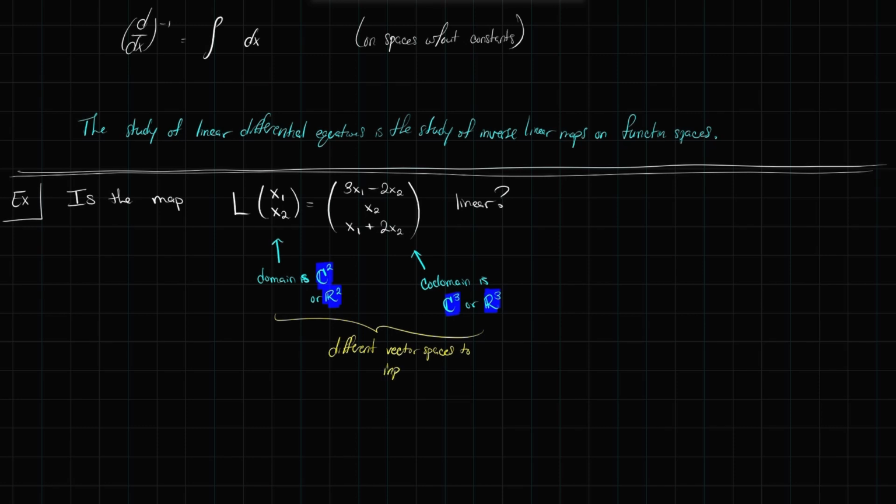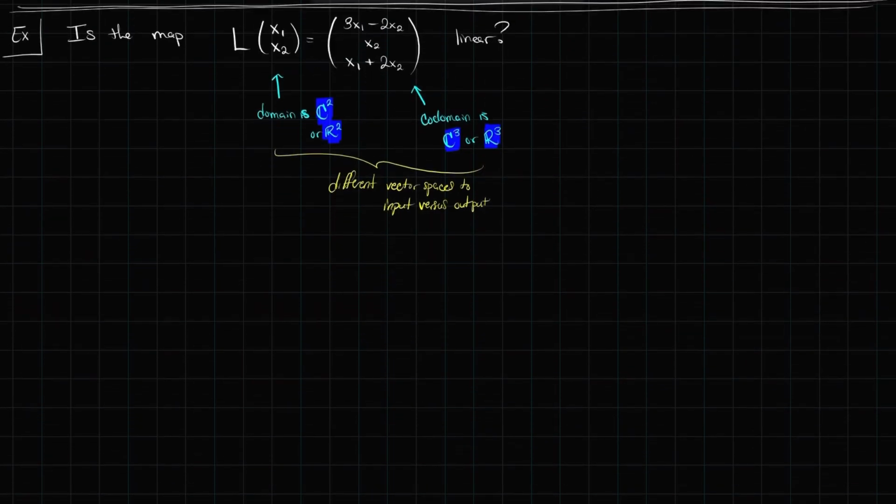So it's good to just keep in mind that linear maps don't have to map the same space to itself. They can definitely trade spaces, which just gives us the ability to work with a wider range of objects. Let's test if it's linear.